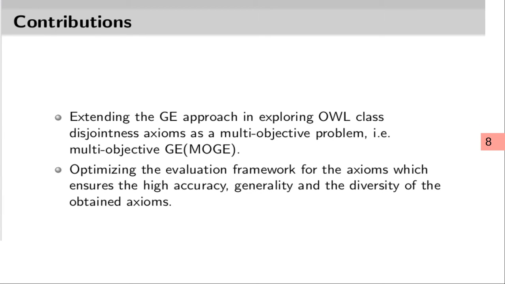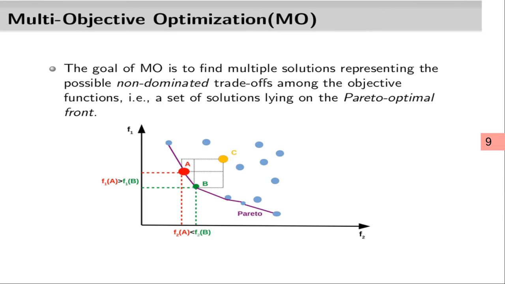In this work, we focus on extending the grammatical evolution approach of the previous work by exploring class disjointness axioms as a multi-objective problem. We call this approach multi-objective grammatical evolution. Then we focus on optimizing the evaluation framework for the axioms to ensure high accuracy, generality, and diversity of the obtained axioms. Specifically, we treat the problem as a multi-objective optimization problem, which allows for an explicit trade-off among a set of objectives, in which all objectives are equally important. It means that finding the optimum solution cannot be based on one objective alone while skipping the other objectives.